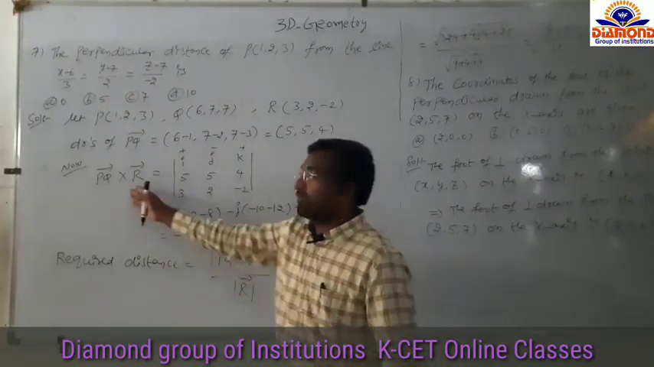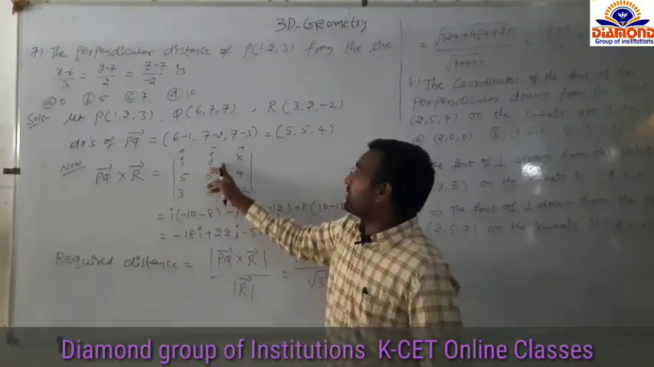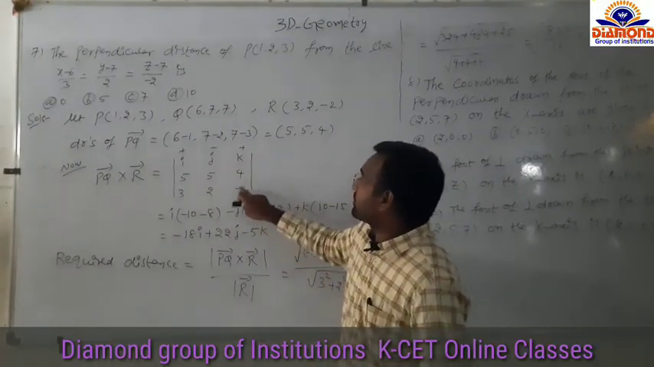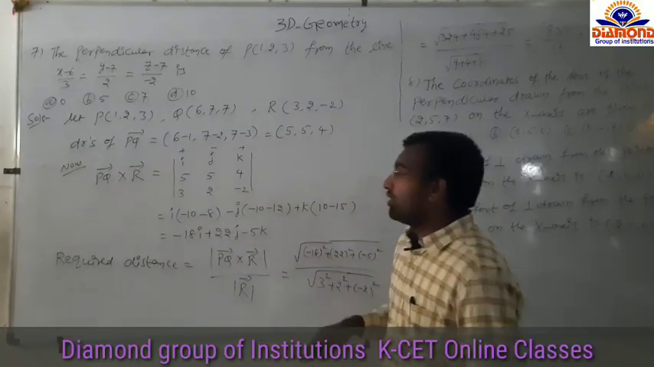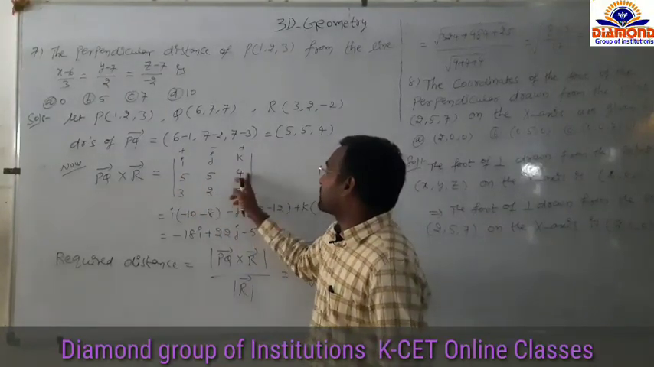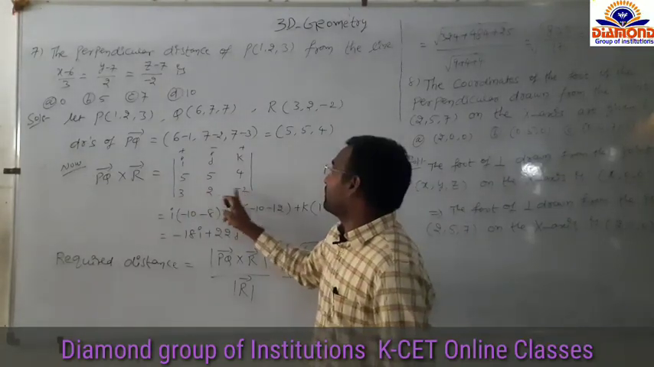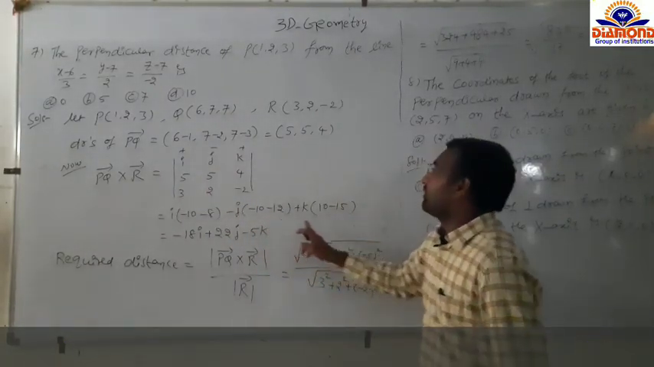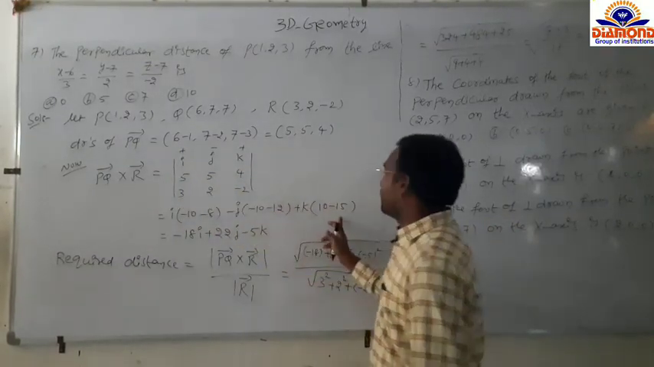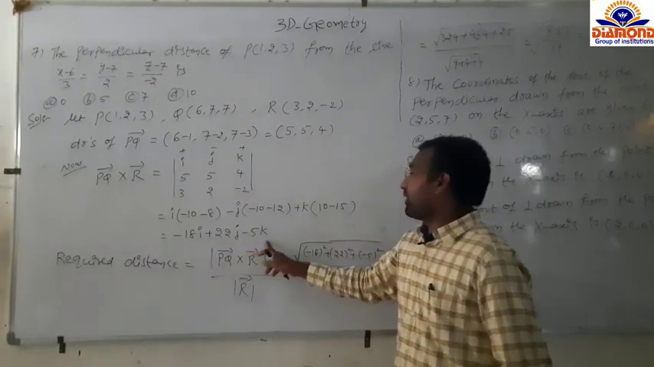Now calculate the cross product PQ cross R. That equals the determinant of I, J, K; PQ DRs 5, 5, 4; R DRs 3, 2, minus 2. So I of minus 10 minus 8, minus J of 5 into minus 2 minus 10 minus 3 into 4 is minus 12, plus K of 5 into 2 is 10 minus 3 into 5 is 15. So this equals minus 18I plus 22J minus 5K.